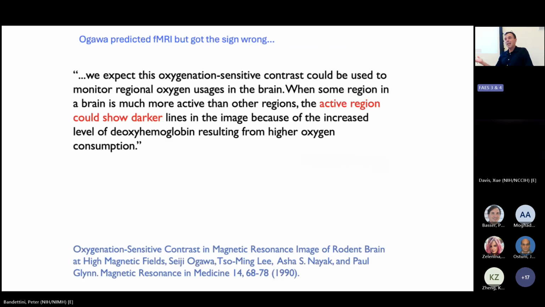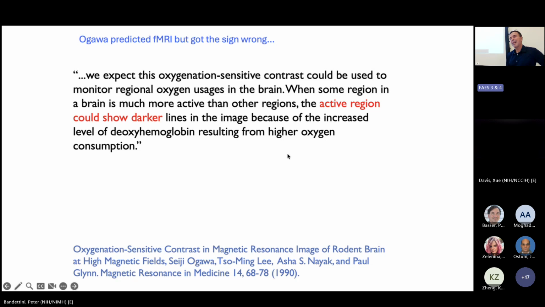So actually Ogawa predicted fMRI, but being a physicist, nobody really knew either. He predicted we could expect this oxygenation-sensitive contrast could be used to monitor regional oxygenation changes in the brain. When some region of the brain is much more active than others, the active region should show darker lines in the image because of the increased level of deoxyhemoglobin resulting from increased oxygen consumption. So he knew something would change, but he just didn't get the sign right.